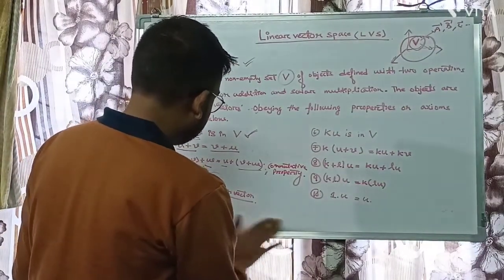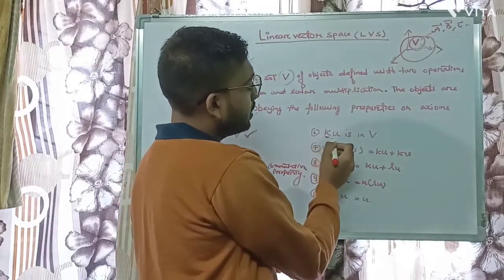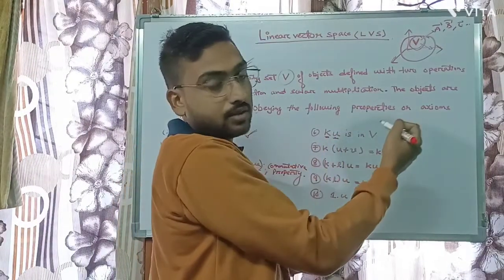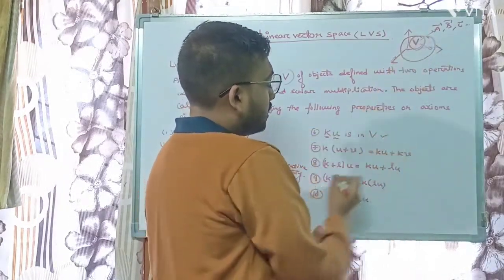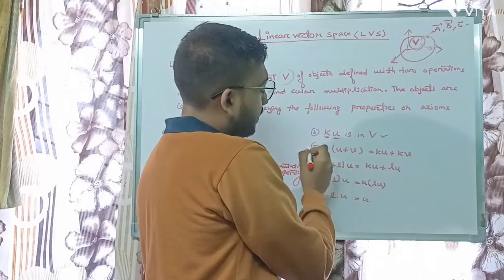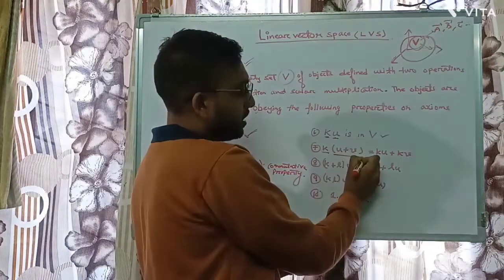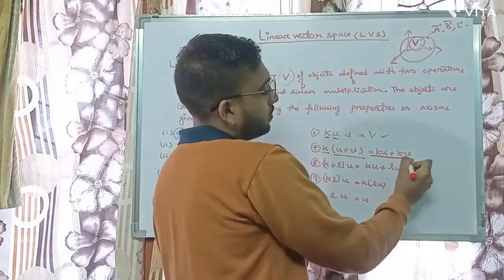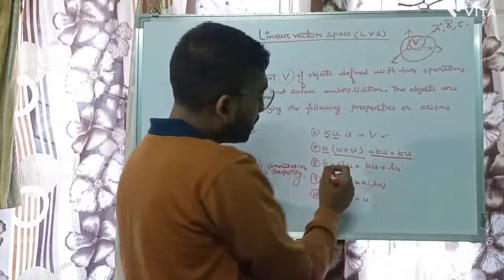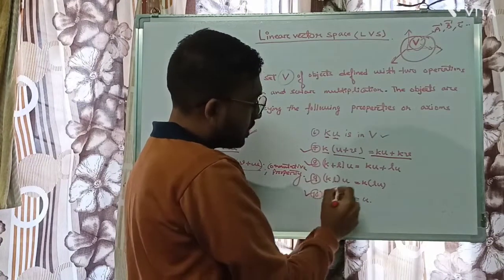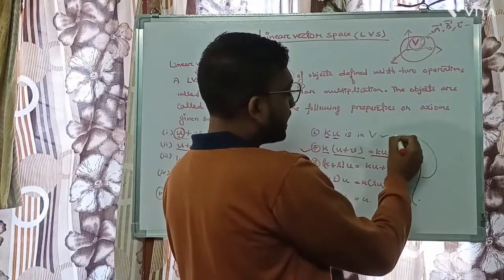After this, the sixth property is that if I multiply a scalar with the vector u, the result must lie inside the set V. The seventh property goes like this: if I multiply a scalar k with the addition of two vectors, then k times the sum must be equal to the addition of the two vectors each multiplied by the scalar separately. The eighth and ninth properties similarly go like this.